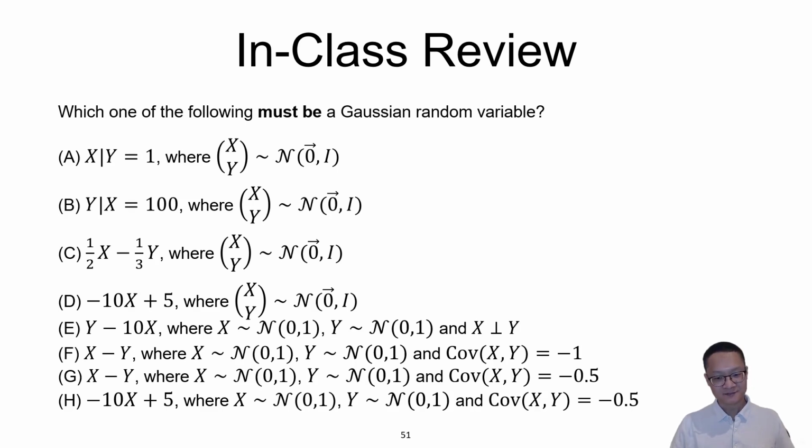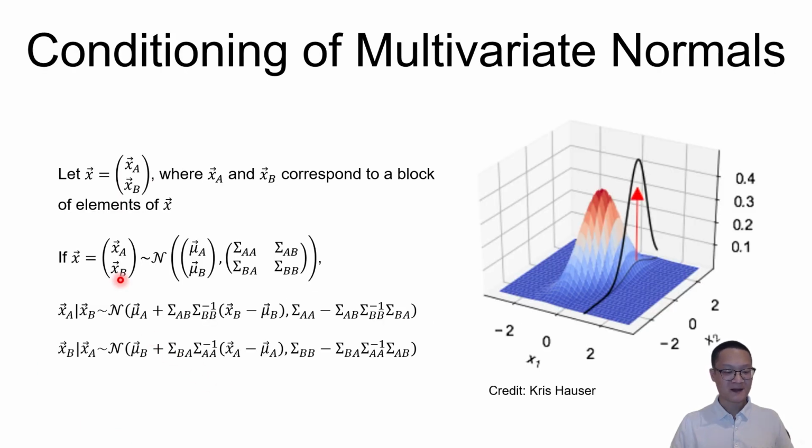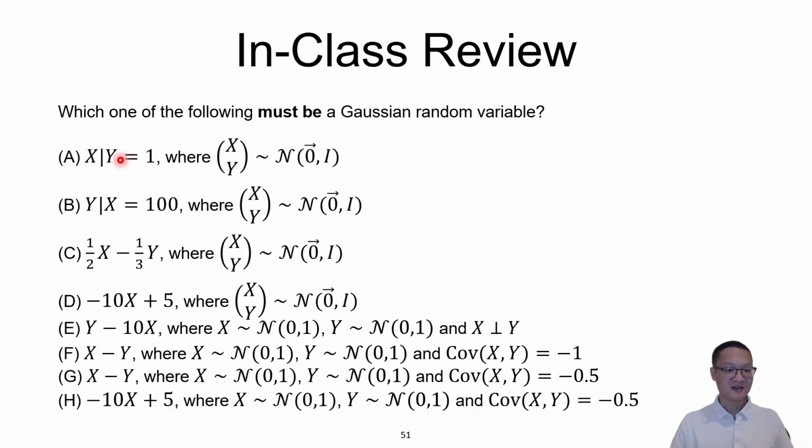Okay, let's take a look. A, yes. If we're given that X and Y are jointly distributed as a normal distribution of zero mean and identity covariance, then X given Y equal to 1 would be a Gaussian random variable. That's from the previous slide. If we condition on one of the blocks, then we still obtain a Gaussian random variable with some mean and some covariance given by these formulas. So A, yes, must be a Gaussian random variable.